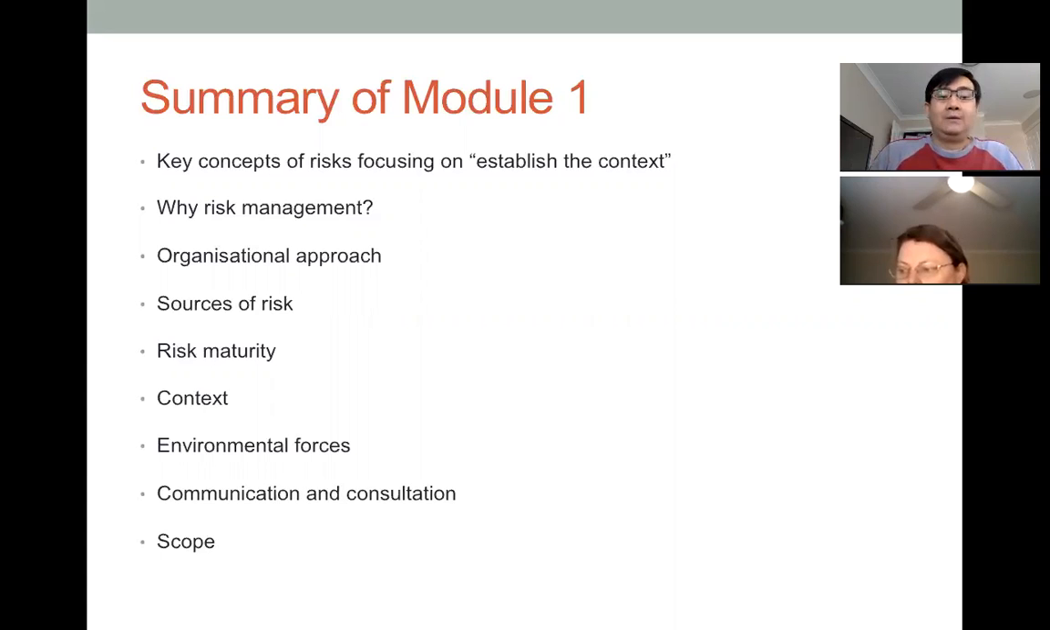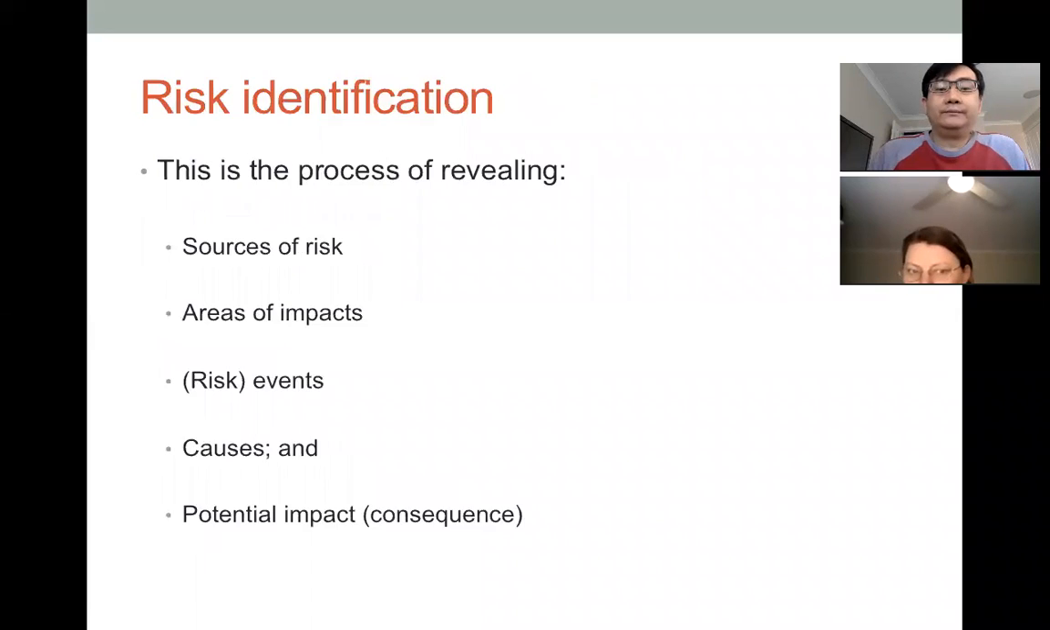Okay. And we also discussed risk maturity in the previous module, the context, environmental forces, communication and consultation, which is quite critical, and scope. Now, scope in here should include the sources of risk, where risks could come from. Okay, so that's a bit of a summary of Module 1.